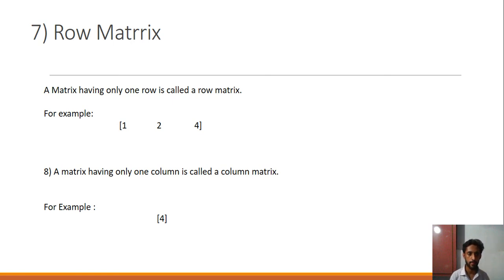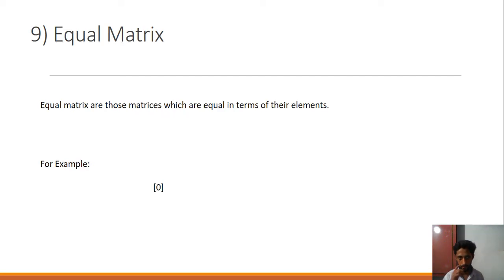And number 8 is column matrix. A matrix having only one column is called a column matrix. For example, here is 4, it has just one column, so it will be called a column matrix.